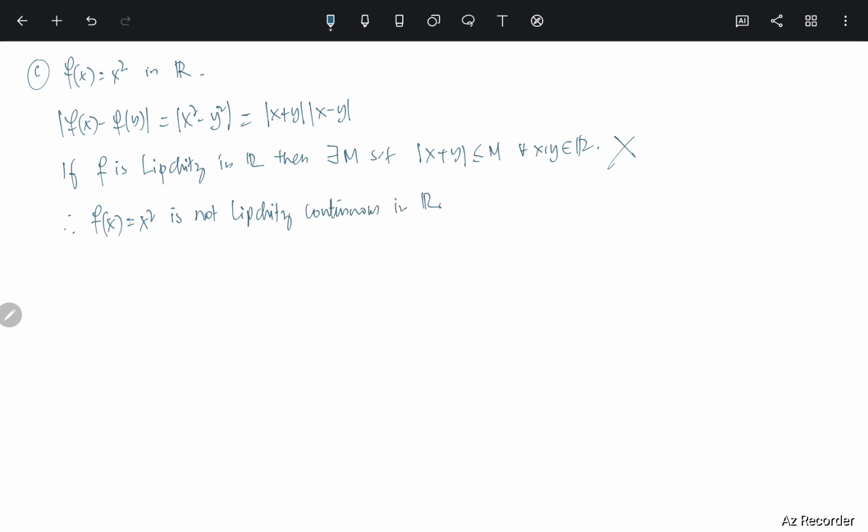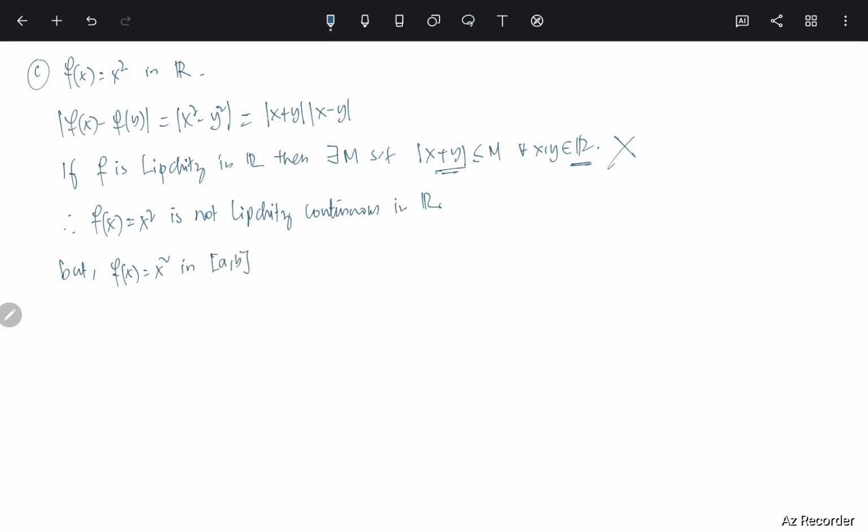But you see here the problem is this: I am choosing x, y from R, right? And R is unbounded. So essentially, that is the problem, that we cannot bound it with a uniform constant. But if you are choosing f from a bounded set, so basically let's say f of x equals x square in a closed bounded set [a, b].